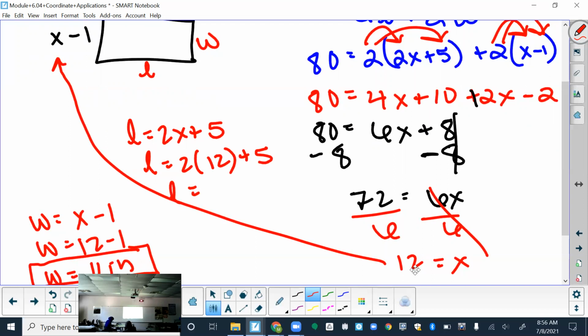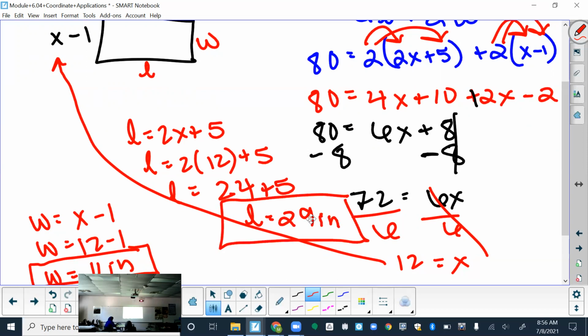All right, so plug in 12 into x for the length. You get 2 times 12, which is 24 plus 5, which is 29 inches. 29 inches for the length. Questions, comments, does that make sense? All right. Sorry, I'm just waiting for people to finish writing.